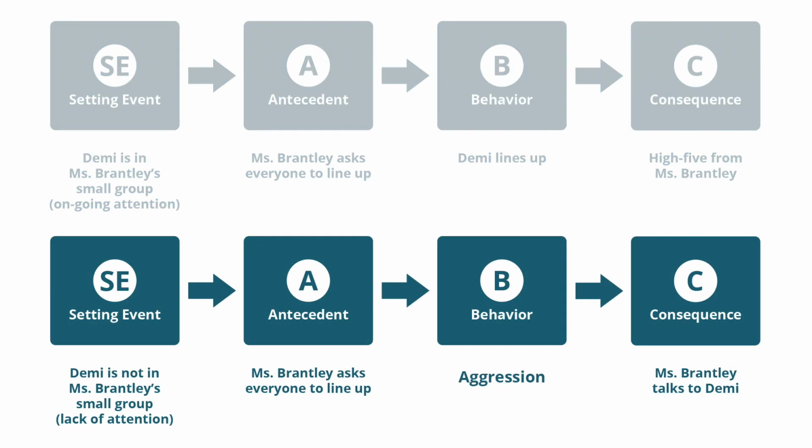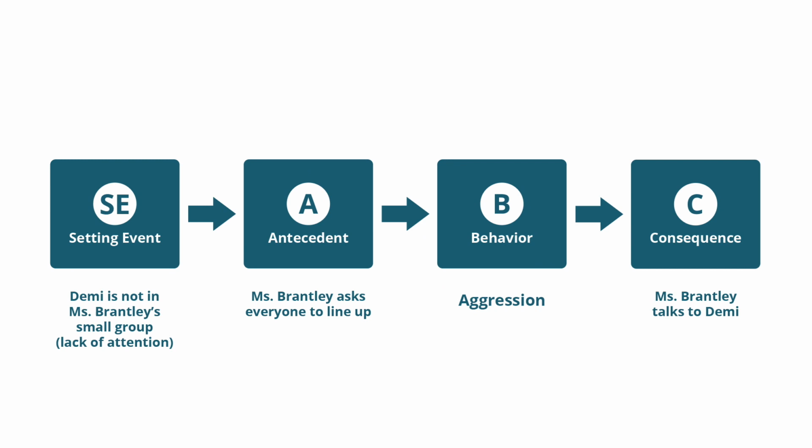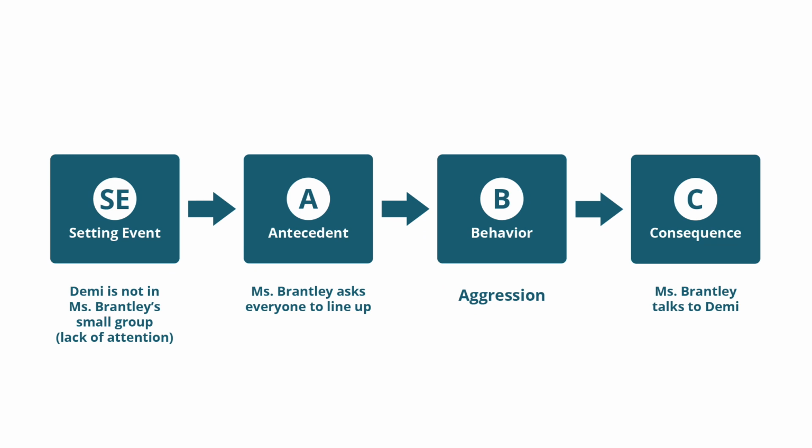In the second scenario, Demi's behavior of aggression was followed by a short conversation with Ms. Brantley. If the function or purpose of her behavior is to gain attention, the fact that Ms. Brantley talked to Demi provides reinforcement, and Demi's aggression will most likely increase over time.